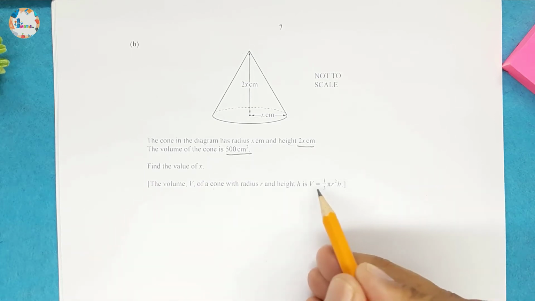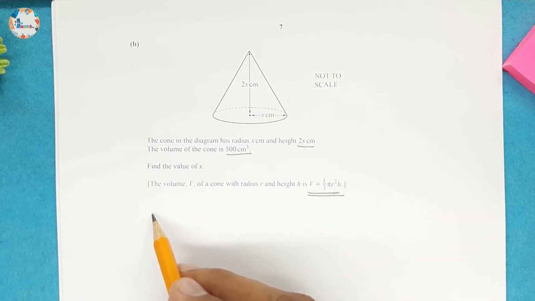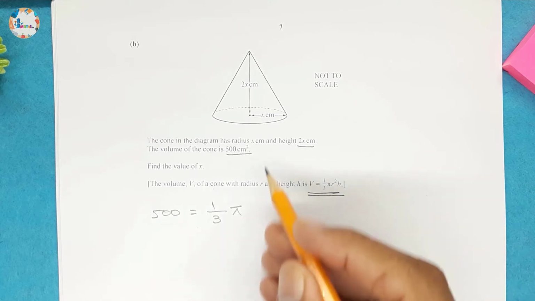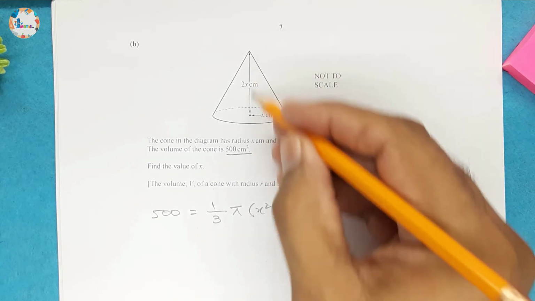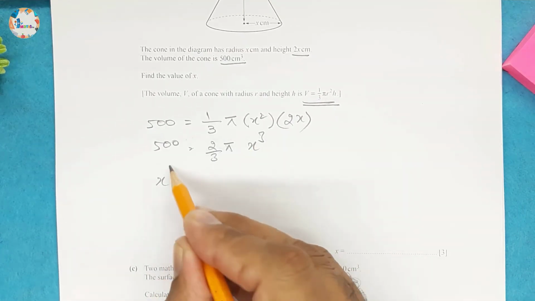Volume equation, we can write volume is equal to 1 by 3 pi r squared h. So volume is given as 500. So 500 will be equal to 1 by 3 pi, r squared meaning x squared, into h, which is 2x. This implies we can write 2 by 3 pi, and this will be x cubed is equal to 500.